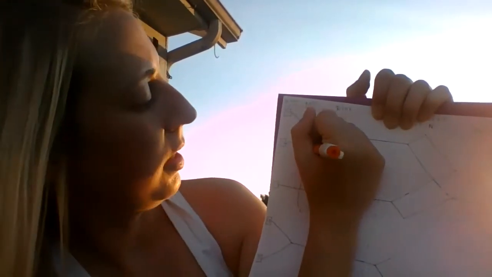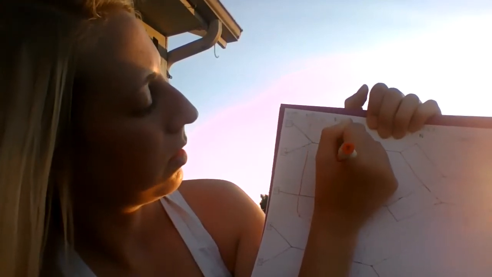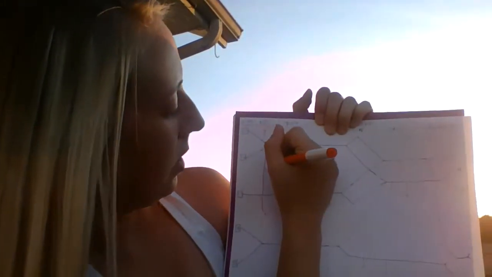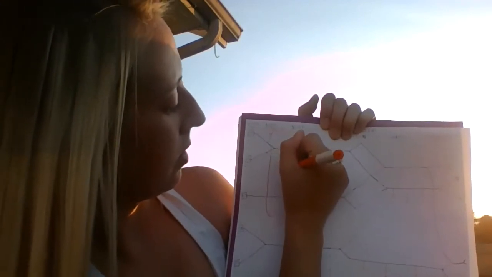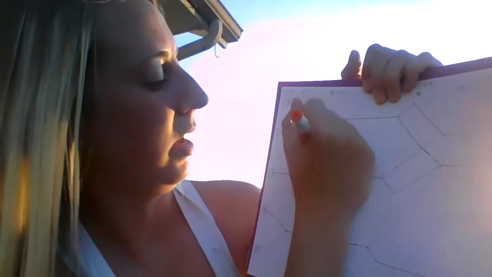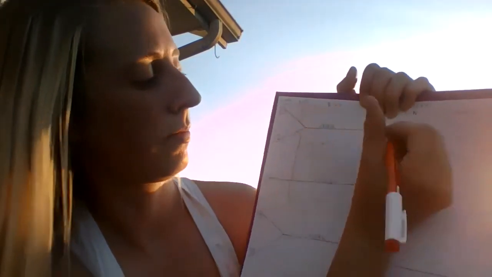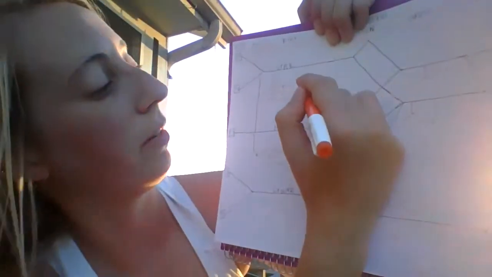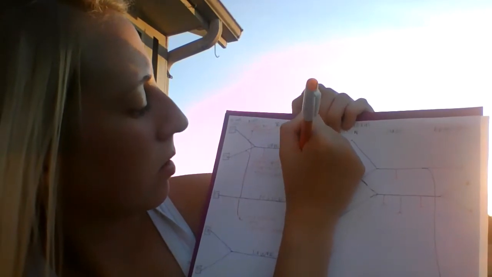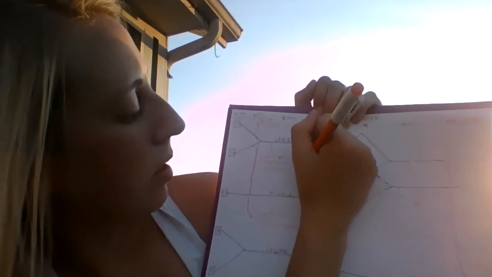The first one is the suprascapular nerve. This one innervates the supraspinatus muscle and the infraspinatus muscle. And then this nerve is the nerve to the subclavius. And this innervates the subclavius.